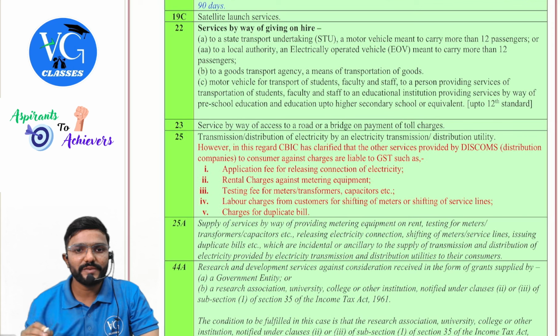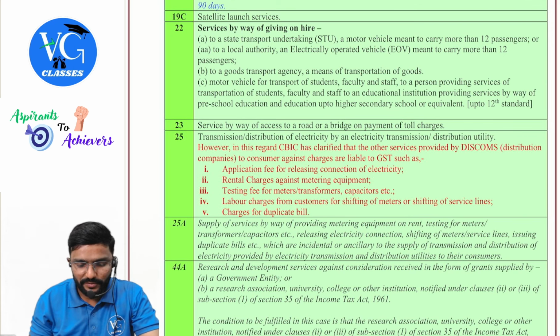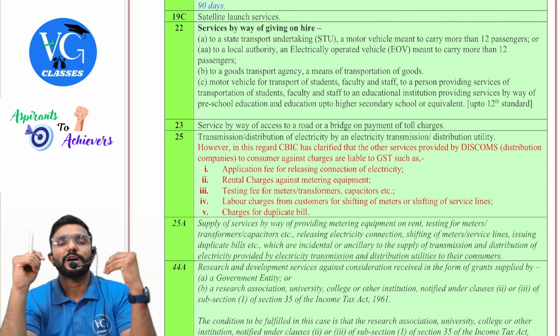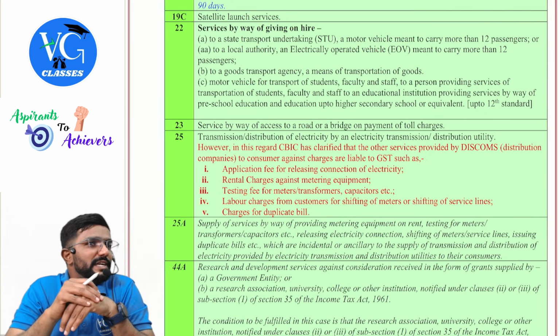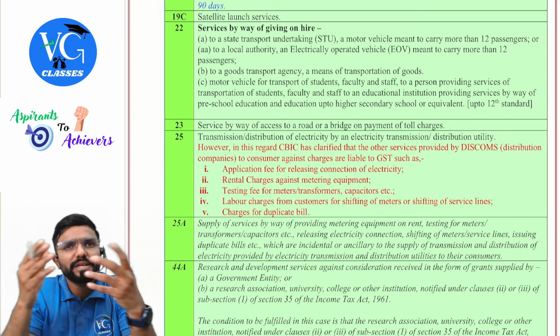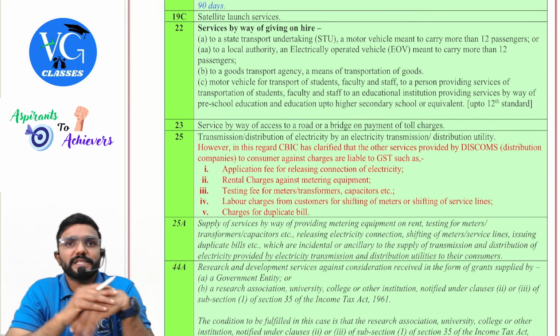Next, 19C, satellite launch services, exempt. 22. Services by way of giving on hire. You may get confused. Please listen. Pay attention here. Services by way of giving on hire to a state transport undertaking, a motor vehicle meant to carry more than 12 passengers. Assume, guys, I am renting out a bus for KSRTC, state government undertaking. I am renting a bus to KSRTC. Clear? Is it exempt? Yes, for me it is exempt.